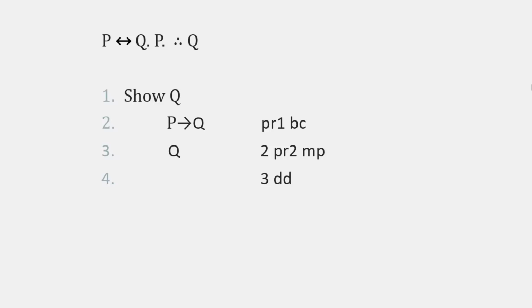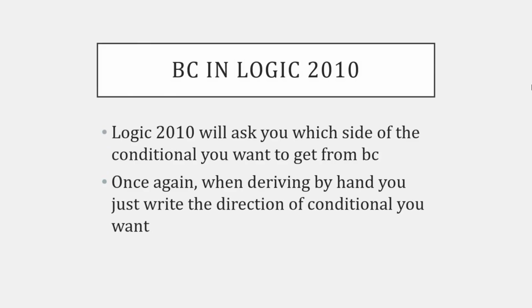Okay? So given a biconditional, you get conditionals in both directions if you want them. Okay? So nice to have a biconditional. Always nice to have one because you get two things out of it. Again, in Logic 2010, it'll ask you which side of the conditional you want. And when you're writing by hand, again, a little glimmer of humanity and insight, you just write the direction that you want. Okay?